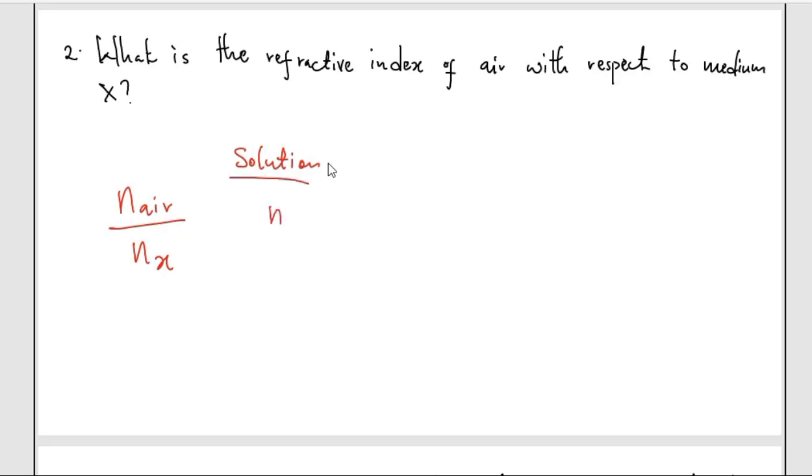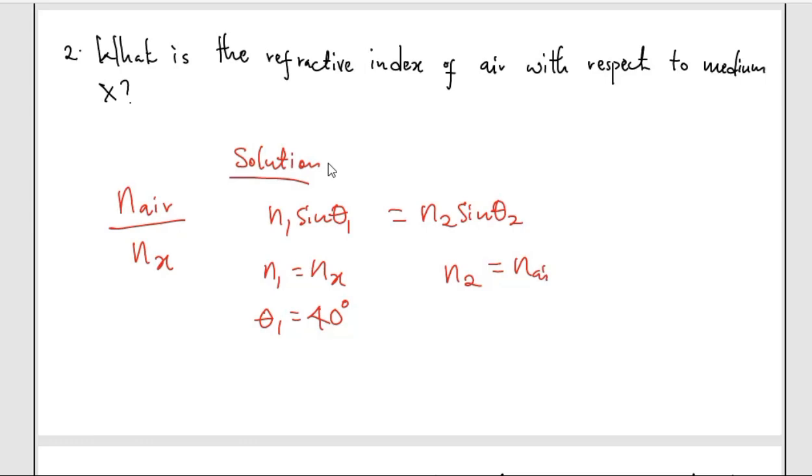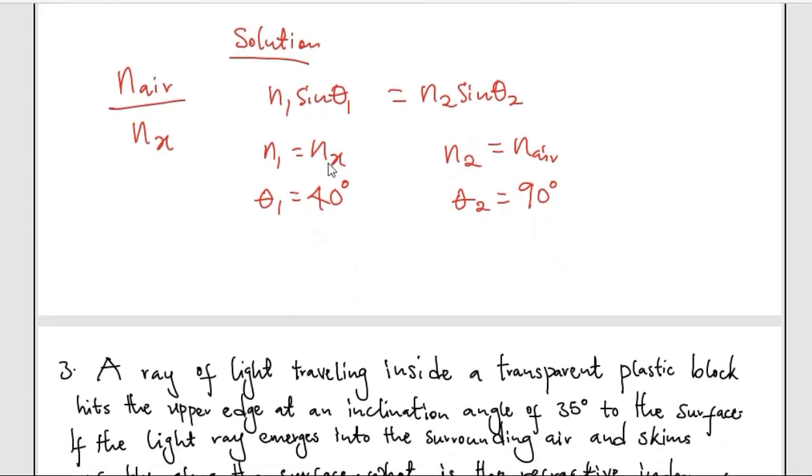Once again, we'll say our N1 sine theta 1 is equal to N2 sine theta 2. So what is my N1? Here's my N1 once again, your medium X, and my theta 1 be my 40 degrees. Then N2 is the refractive index of Air, and theta 2 be my 90 degrees. So therefore, using the formula, what do you get? You are looking for NA with respect to NX.